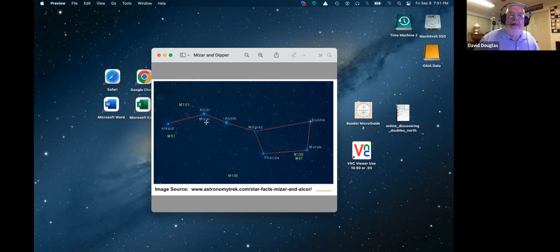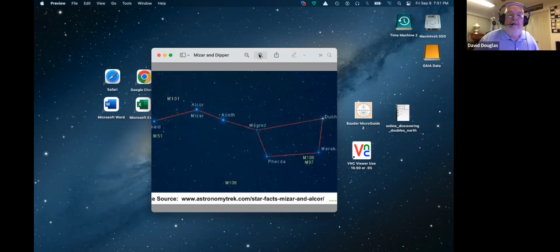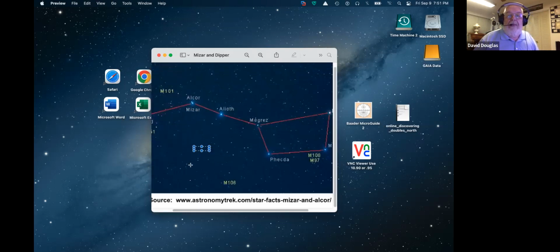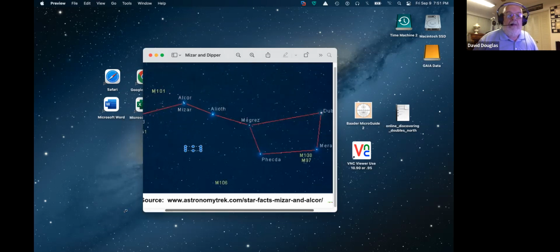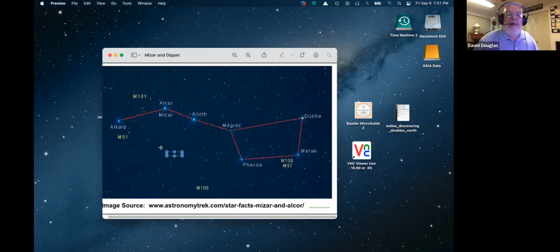Now, if you notice in this, I'm going to make this a little bit bigger. Mizar is shown with another one right next to it, which is Alcor. And that's the beginning of our double structure that's there.